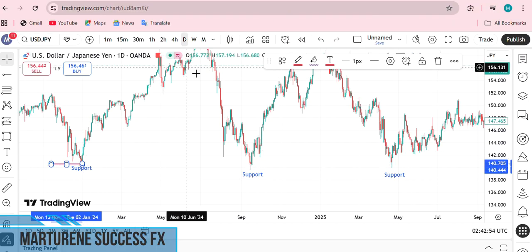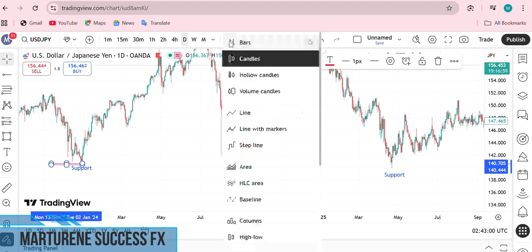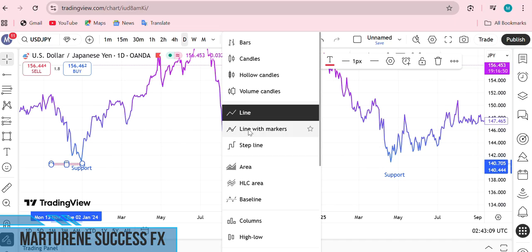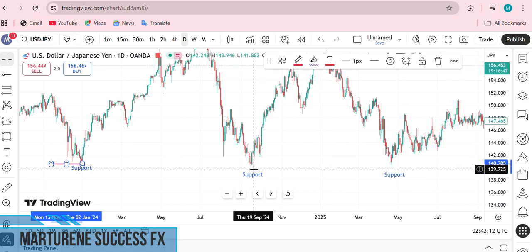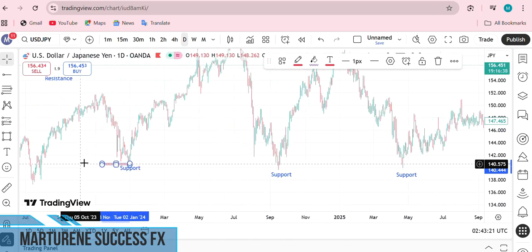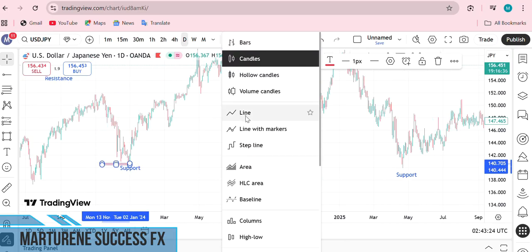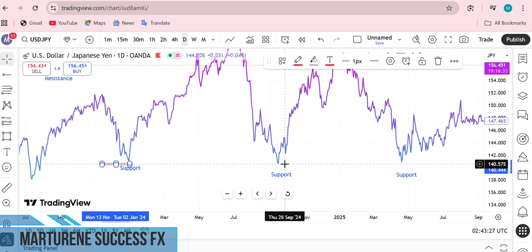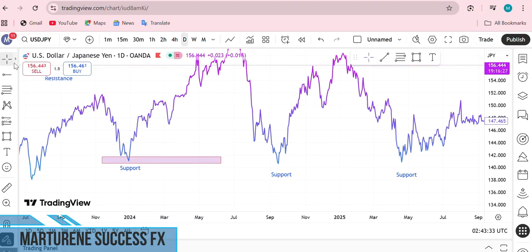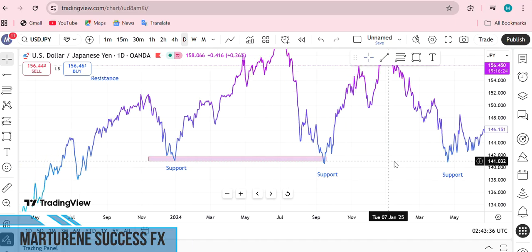To easily plot this support and resistance, it's always good to use a line chart. Because on the line chart, it shows you just the closing price. But when we look at the candlestick chart, it shows us the wick. As you can see here, this is the wick. But on the line chart, it shows us just the closing price. So you plot your support and resistance as a zone.